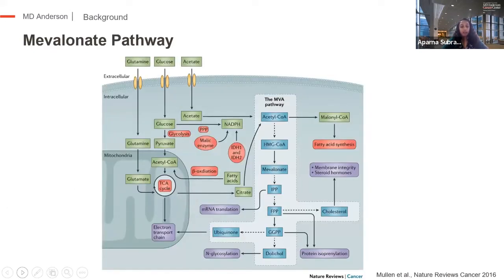We now look at the mevalonate pathway, which is an essential pathway that uses acetyl-CoA for the production of sterols and several isoprenoid metabolites that are essential for several biological processes. Recent studies have shown that the MVA pathway enzymes and their metabolites are essential for the survival of several cancer cell lines. So the mevalonate pathway and its metabolites are a key dependency in tumor development.